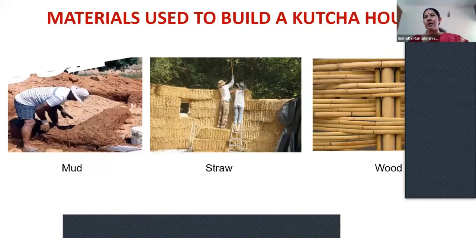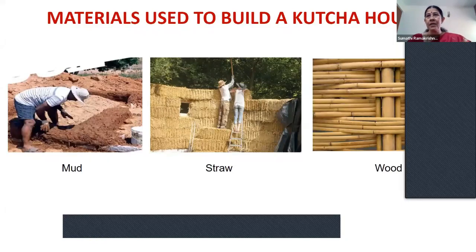Now we spoke about the different types of houses. Now we'll be talking about the materials used to build a house. So kacha house, what do they need? Kacha means it is not permanent. It's a temporary house. It won't be strong.